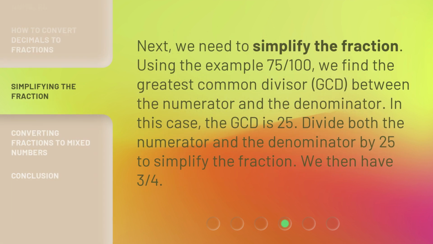Next, we need to simplify the fraction. Using the example 75/100, we find the greatest common divisor, GCD, between the numerator and the denominator. In this case, the GCD is 25. Divide both the numerator and the denominator by 25 to simplify the fraction. We then have 3/4.